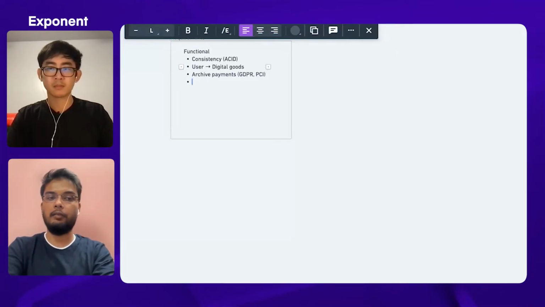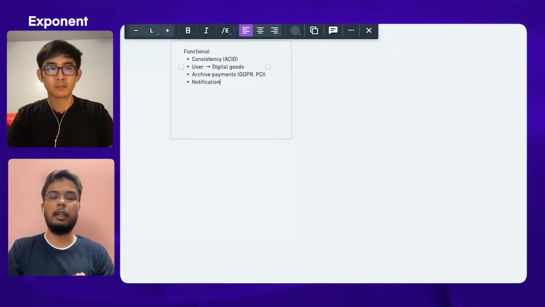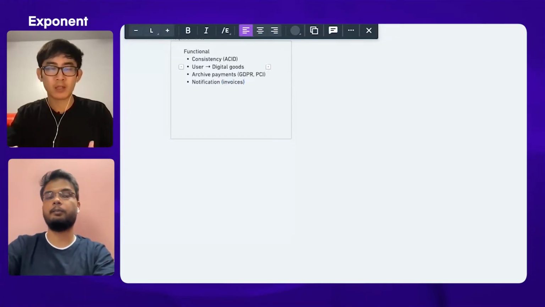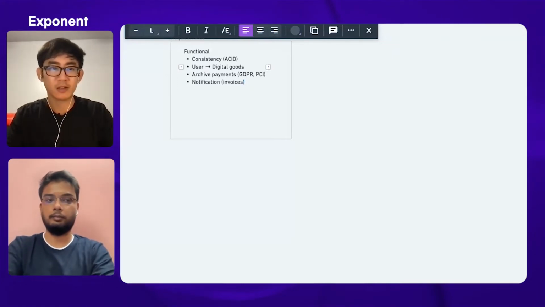And my last functional requirement would be notifications. This is very essential. Once the user purchases something, we need to be able to send them notifications and invoices that hey, your payment has been done. You can start reading the book or whatever you purchased. So this will be invoices. Got it. What it sounds like is that the primary use case that we're going to be designing for here will be a user purchasing a book within Kindle. Is that right? Yes. Okay, sounds good. Perfect.